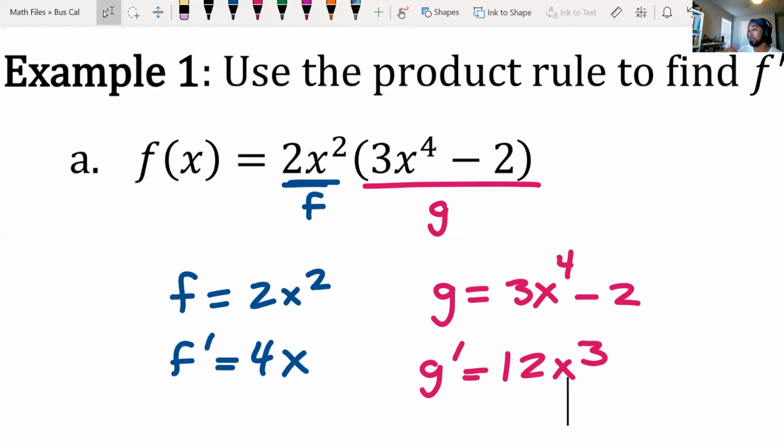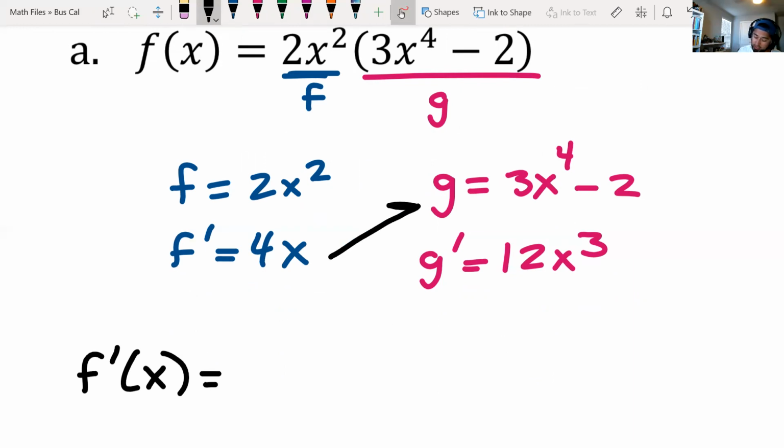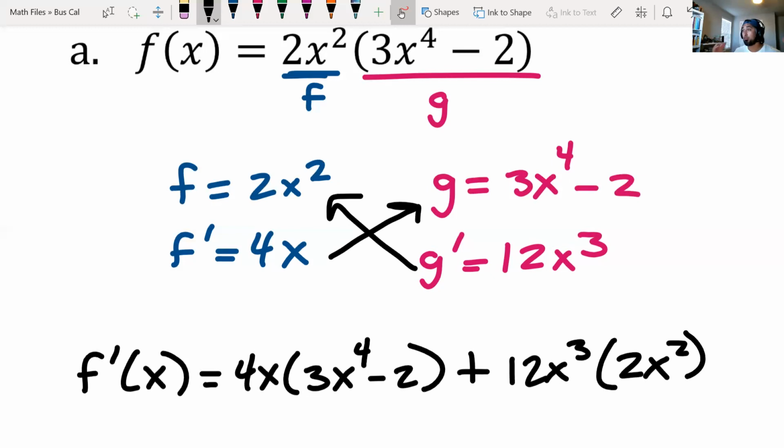So we label f and g, we take the derivative of f and g, and now we just apply the product rule. So we are taking the derivative of f of x, so we'll start it off with f prime of x, and now follow your product rule. Your product rule goes f prime times g, so 4x times 3x to the fourth minus 2, plus g prime times f, 12x cubed times 2x squared. And now the calculus is done, the product rule is done, and all we have left to do is clean it up algebraically.